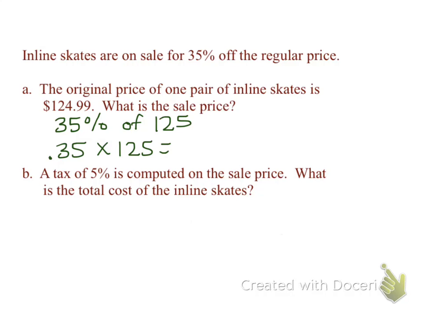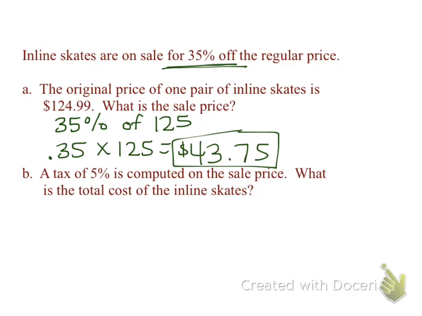Okay, so the first thing you want to do is inline skates are on sale for 35% off. So that means I save 35%. Then, we know the original price is $124.99. So what I did is I just rounded it to 125 to make it easier. The question is, what is the sale price? So I need to find the discount and then subtract that. So the first thing we did was we found 35% was $43.75. Again, you need to ask yourself, what does this represent? And this represents how much I save.